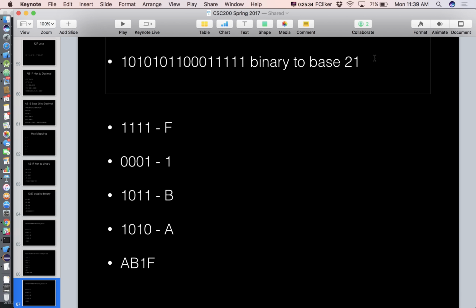0 to 20? Just 0 to 20 for numeric values. How many bits do I need to represent a 20? So the largest value in base 21 is a 20. How many bits do I need to represent a 20?